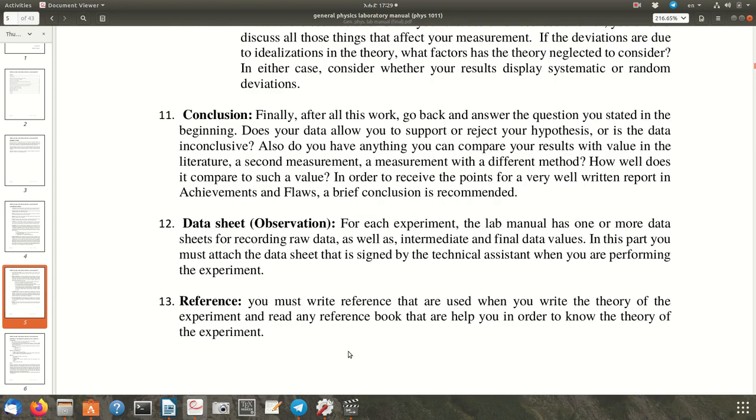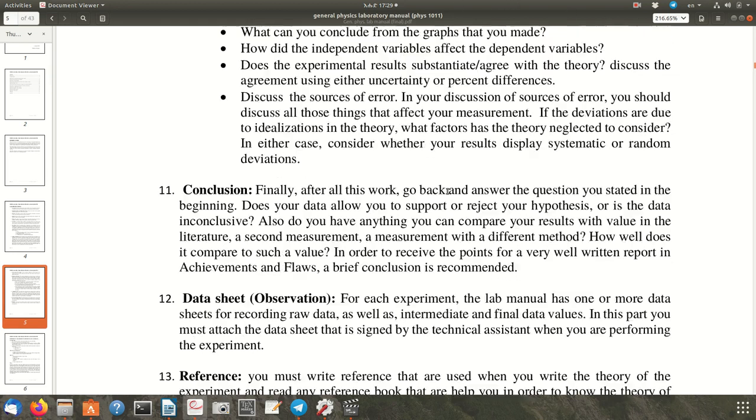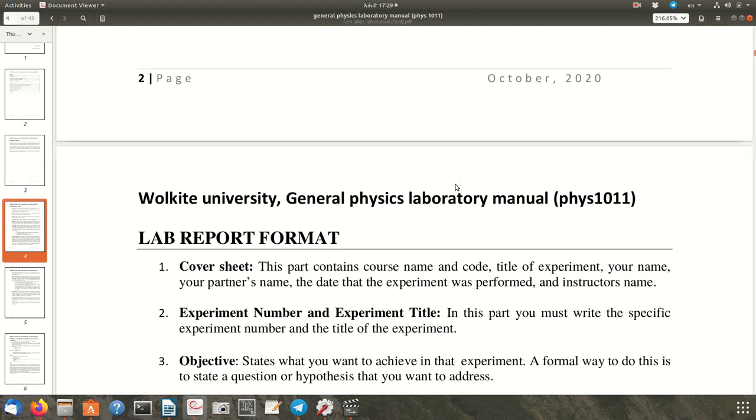Next is the data sheet. This is the one your technical assistant or instructor has signed, and it has to be attached at the end of the report. References, the books or materials that have been used while writing the report, will be written at the end. That is the general format of most experiments conducted.